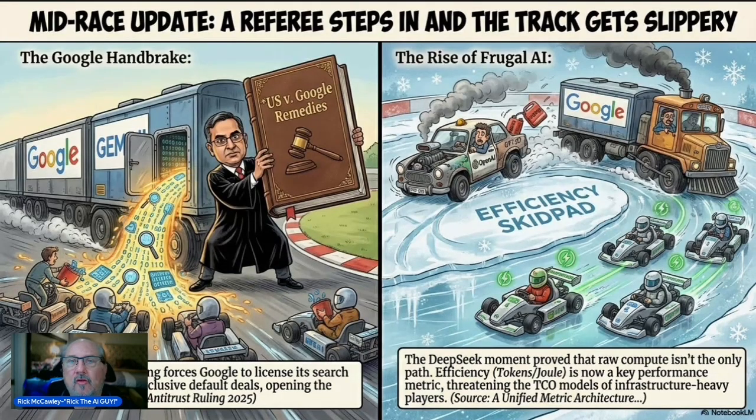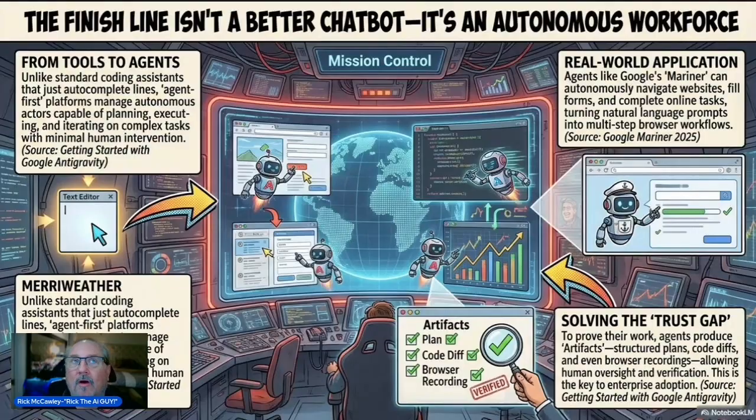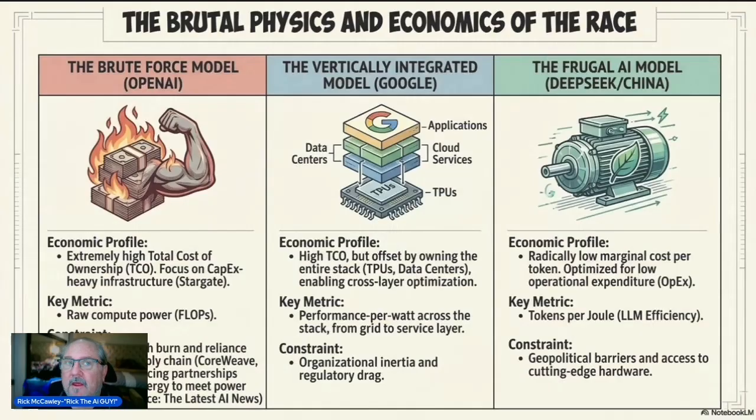So you've got the Google handbrake. So what's the problems that they have going on? They're running out of gas at OpenAI. The US versus Google is a problem for Google. So the finish line isn't a better chatbot. It's an autonomous workforce. That's what they're trying to do. And are they going to get rid of all the jobs in the meantime? So that's been a deep dive.